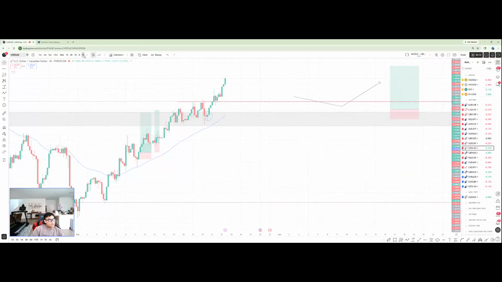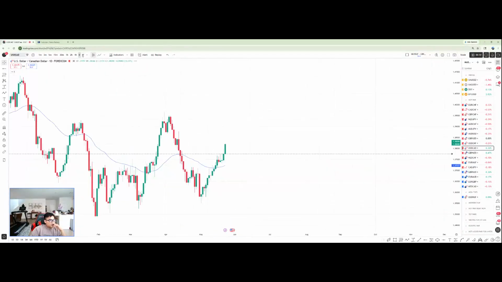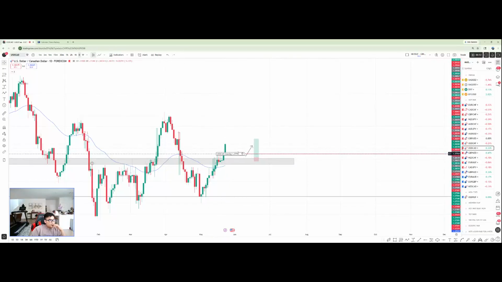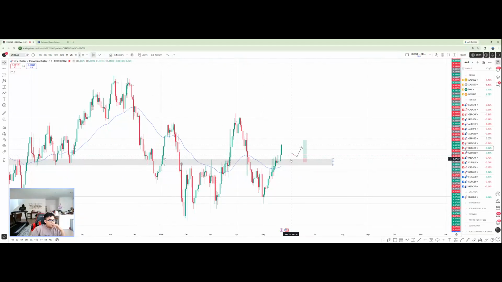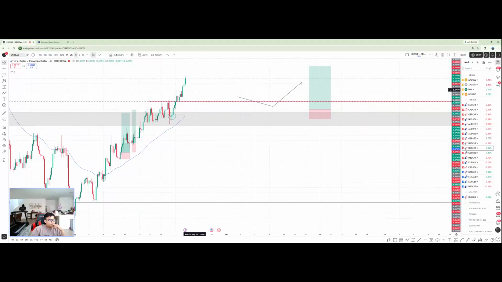USD CAD. I still like the weekly move. We're in the middle. All I need is a weekly pullback. Daily is bullish. I need the retest and the retest. We're going to look for a higher low on the 4 hour and a higher low, then a shift and then bullish engulfing on that.